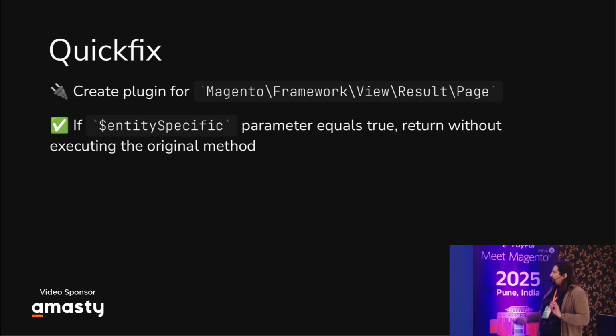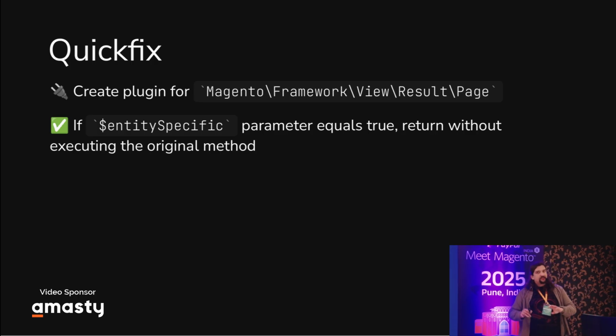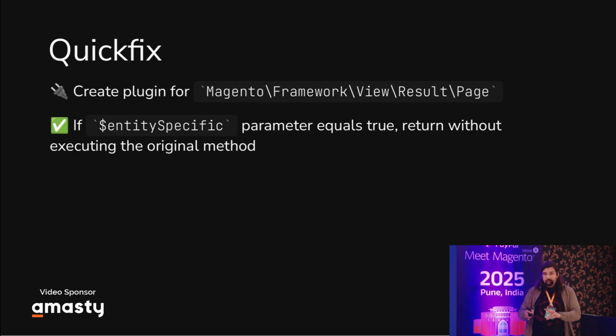And the quick fix for that is to create a plugin for this specific class. If entity specific is set, what you can do as a quick fix, right? It's not the fix if your customer uses this widgets functionality, but if your customer doesn't use it, you can just disable it by checking if entity specific equals true. Then you just don't execute anything from the original method. A very simple one-line fix that saves a lot of storage on your Redis servers.